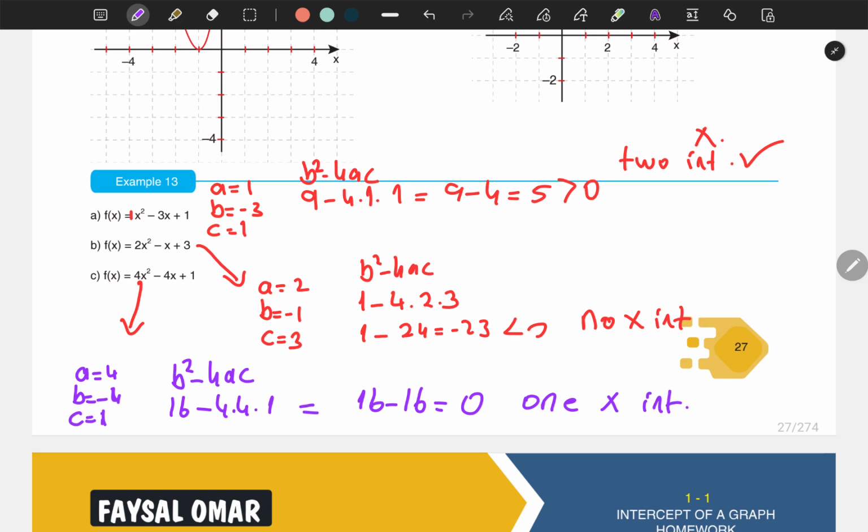Yes, it is. You see, guys, if I have a function, if you see that its factorization is hard, I will use b squared minus 4ac, to be sure whether there's a solution or not. If it's bigger than 0, I have 2 solutions, meaning 2 x-intercepts. If it's equal to 0, 1 x-intercept. If it's less than 0, it means no x-intercept.